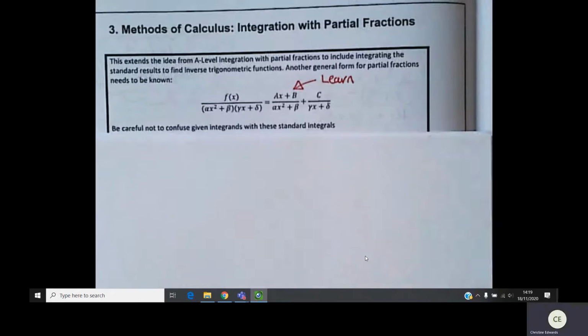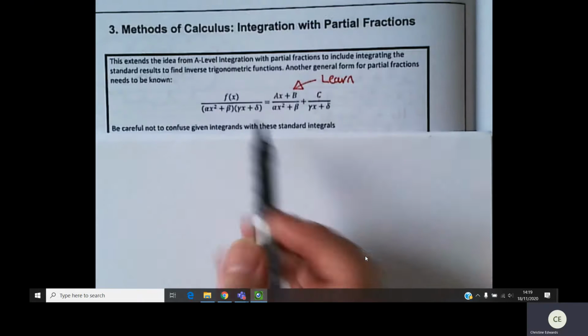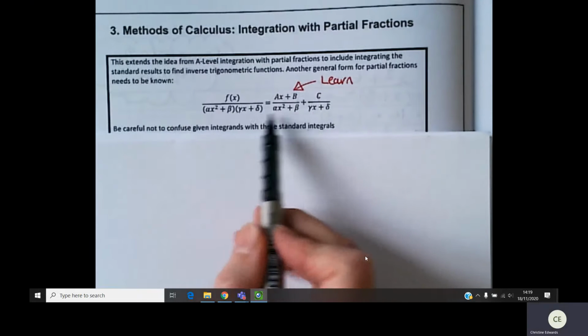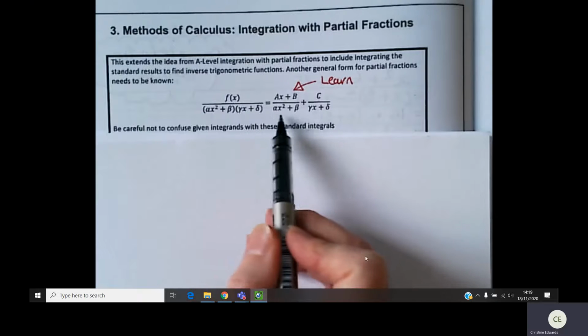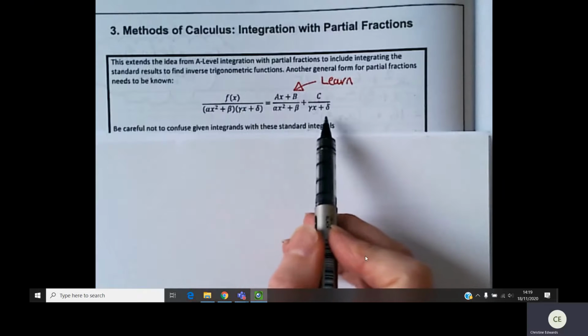This video looks at integration with partial fractions. We extend the method that you learned in your Maths A-level by adding in 3 new types of questions. Question 1 involves the difference of 2 squares. Question 2 uses an example similar to the one that you have in your notes here.